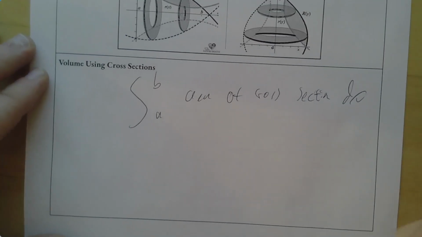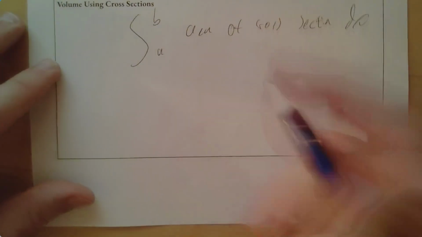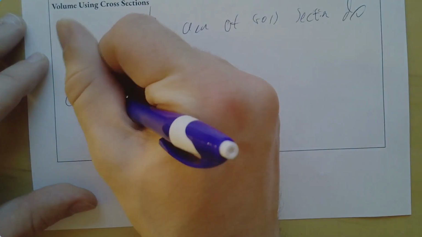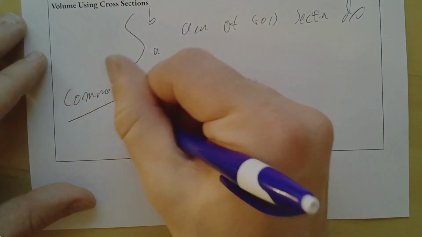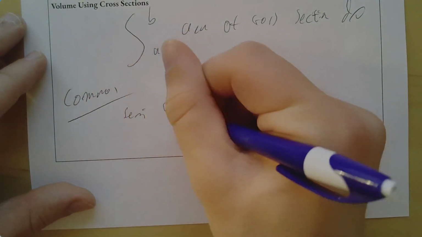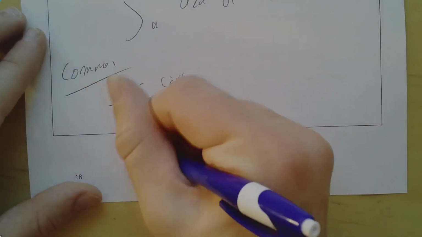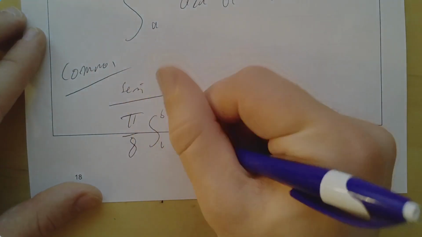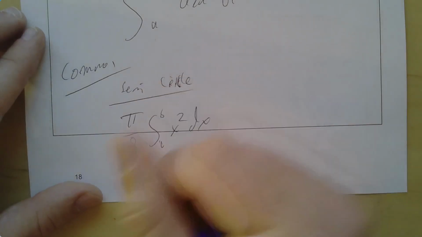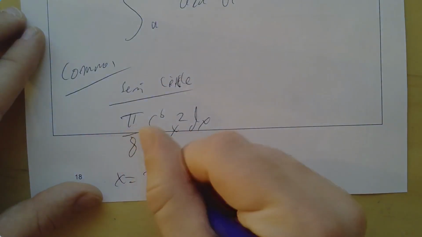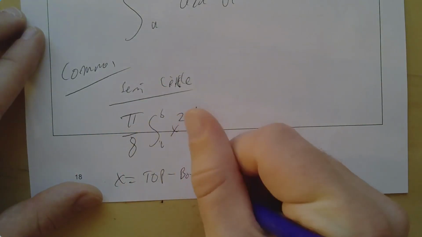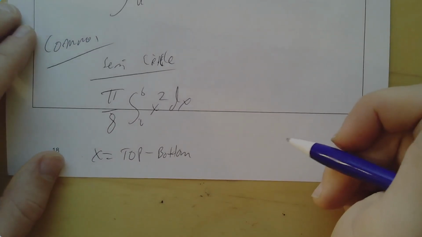Dx. That's it. That's all it is. Common ones are like semicircle, if I can write semicircle, which is like pi over 8 integral a to b x squared dx, where, by the way, x is like top minus bottom. Like that's what that means. Right? It's a vertical distance.